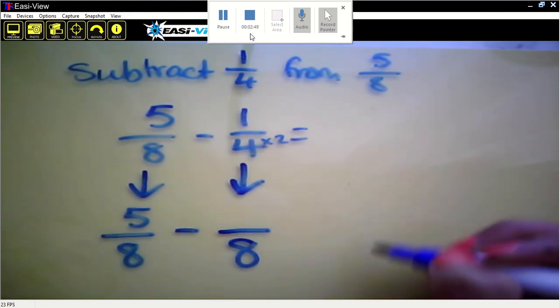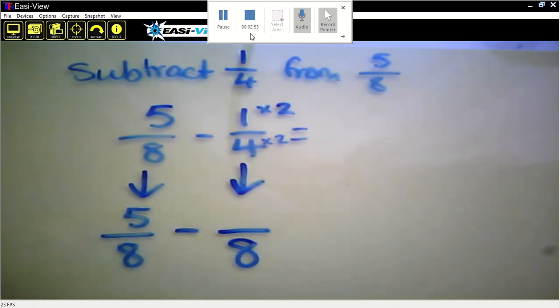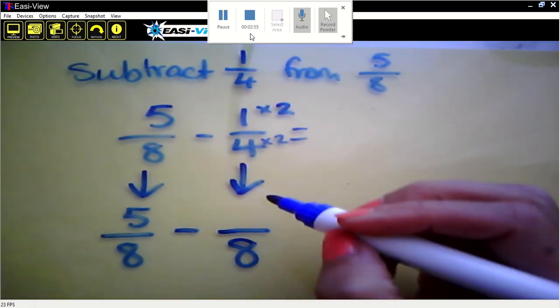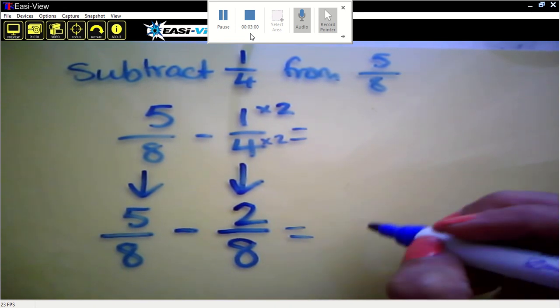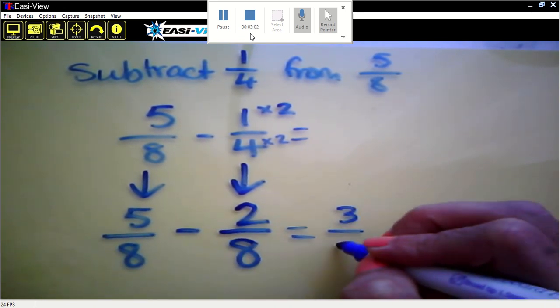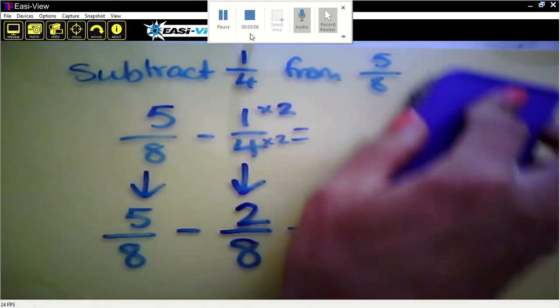So that's going to be 8. And again, we multiply our numerator by 2 to keep the value the same, and the representation changes, which is going to give us 2 8ths. And there we go, we were in 8ths, we can take 2 away from 5, which gives us 3 8ths. Fab. Okay, next question.